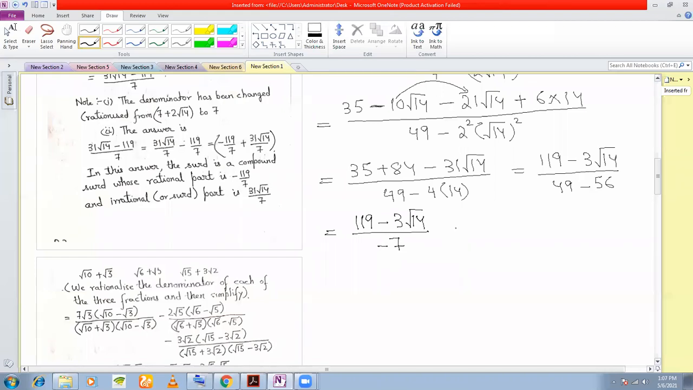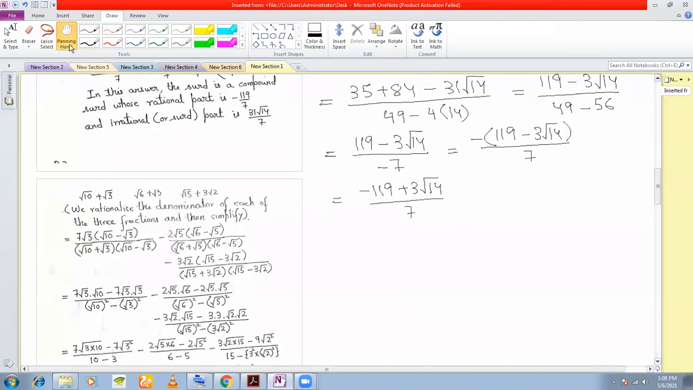Now see, I have a minus 7 in the denominator. So what I do is I take a minus sign above. Minus in the denominator or numerator means the same thing, right? So I take this minus sign in the numerator and make the denominator positive. Now I open the bracket in the numerator to get (minus 119 plus 31 root 14) divided by 7. Okay, so this denominator has been rationalized.